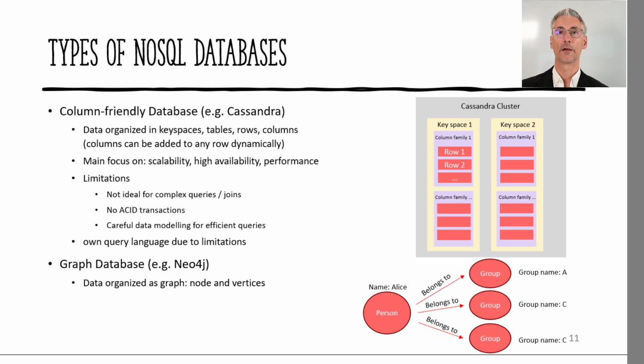If you really want to have efficient queries, you need to model your data very carefully, and because it's not a relational database, you have your own query language that is often related to SQL, but only part of it because of the limitations that are put on by the approach of these column-friendly databases. Another approach are graph databases, like for example Neo4j. Here the data are organized as graphs and nodes and vertices.